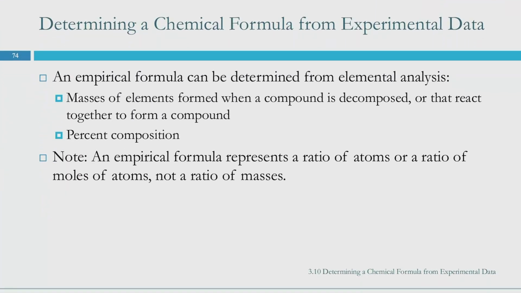All right, we can also determine chemical formulas from experimental data, and this is where we get empirical formulas. So we talked about empirical formulas briefly. I mentioned that they're experimental formulas because this is what we would get if we did an experiment and figured out what the formula was. So we can determine that from elemental analysis, either decomposing parts of an element or combining parts of two different elements together.